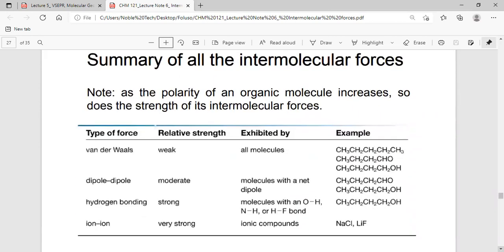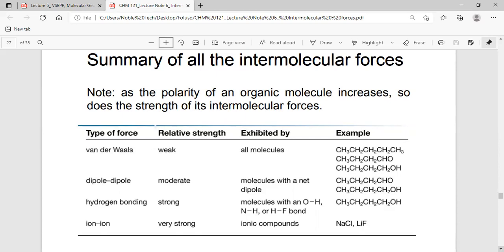So summarily, you have different types of intermolecular forces. You have the van der Waals, you have the dipole-dipole, you have the hydrogen bond, and you have the ionic bond. There are specific examples of compounds with each of these.